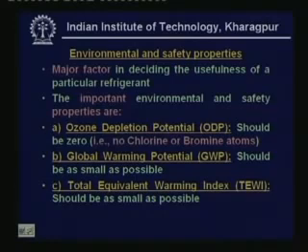Next is what is known as the total equivalent warming index, or TEWI. This is a new index, and it takes into account the direct as well as the indirect contributions of a refrigerant to global warming. Global warming potential considers only the direct contribution of a refrigerant to global warming. What is the direct contribution of a refrigerant? When the refrigerant leaks out or is released into the atmosphere, what is its contribution to global warming? This is considered while estimating the global warming potential.